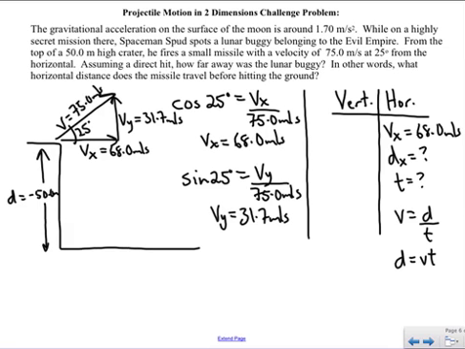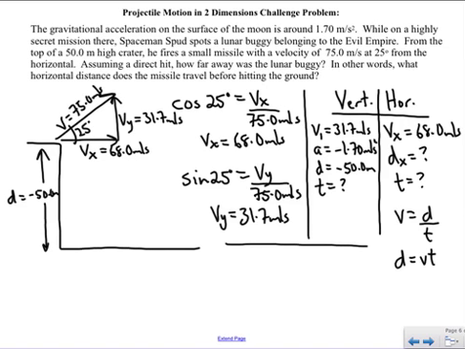So what do I have vertically? Well, I have an initial velocity. It's 31.7 meters per second, the initial velocity upwards. The acceleration rate on the moon, negative 1.70 meters per second squared. The displacement of this missile through the course of its trip is negative 50 meters. And I'm going to try to find the time that it travels vertically.